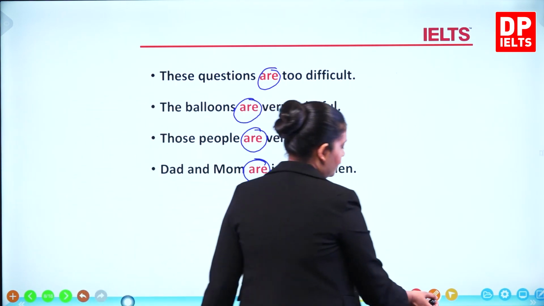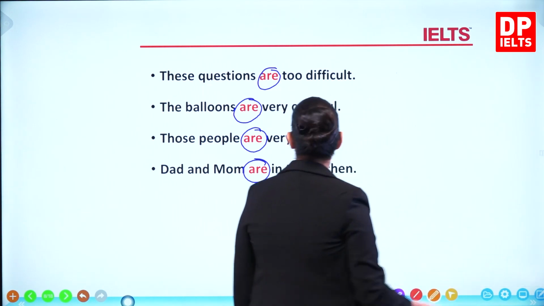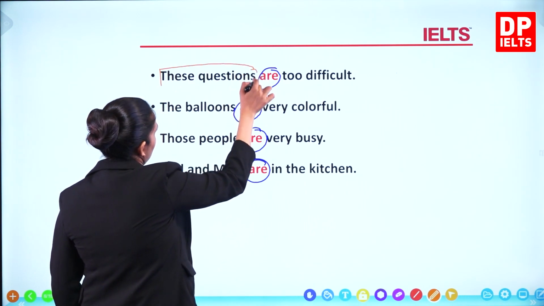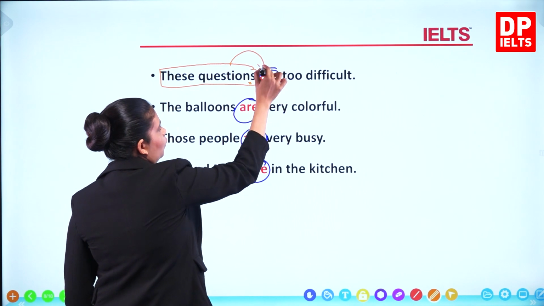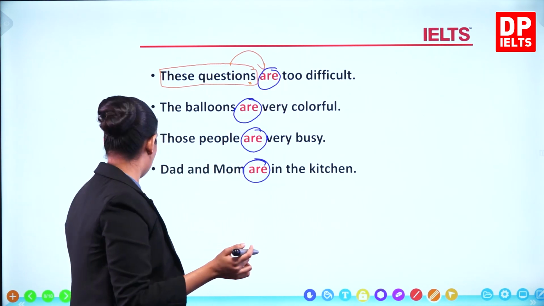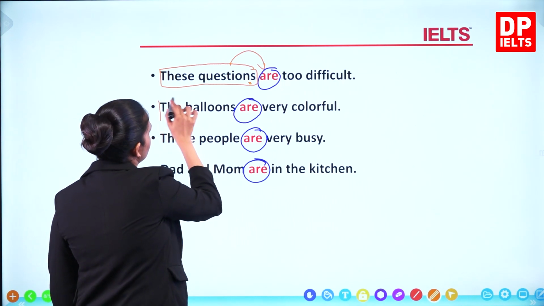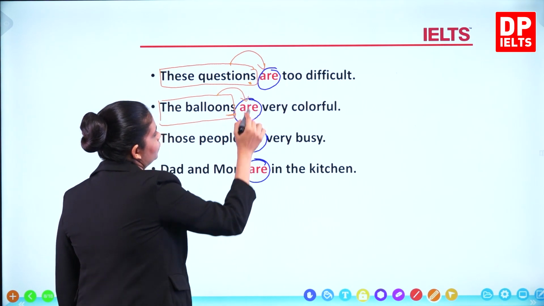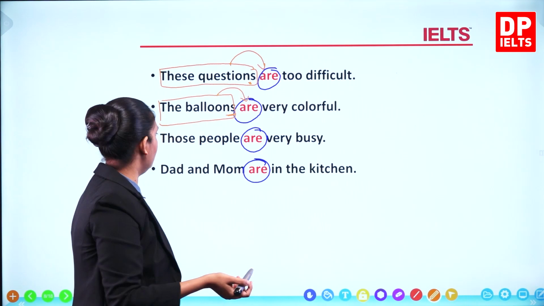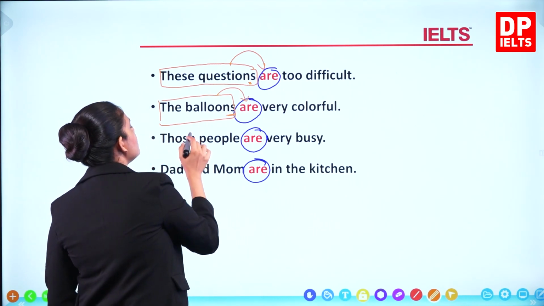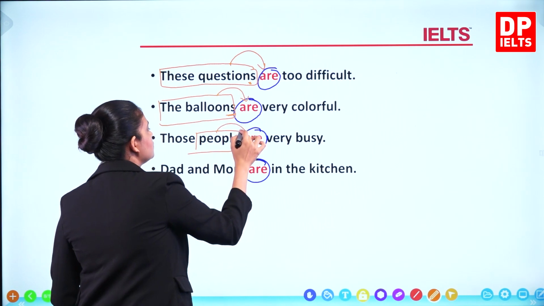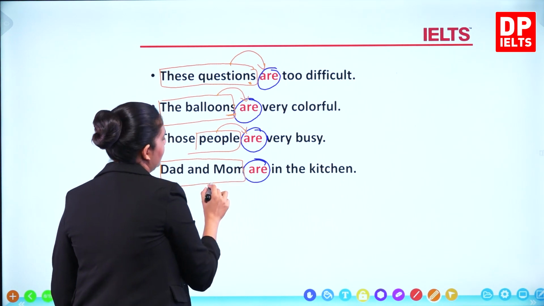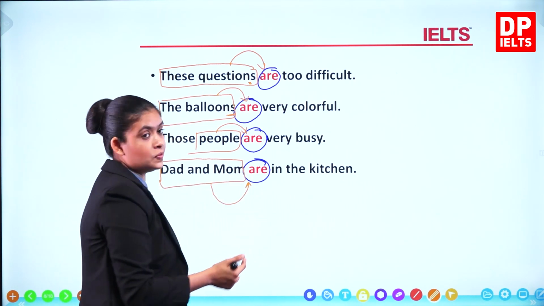Right? So let us have a look at why we chose are. These questions mean there is a lot of questions. It's a lot. More than one. Therefore, it is a plural noun and we use are. The balloons. It's not one, more than one. Plural, there is S, so we use the plural be verb. Those people, people is plural, so therefore we use are. Mom and dad, two people, so it becomes plural and therefore we use are.